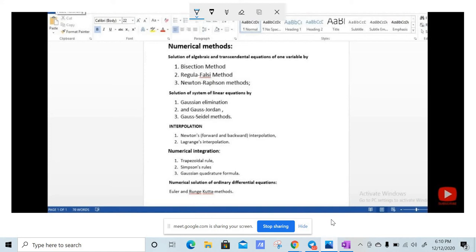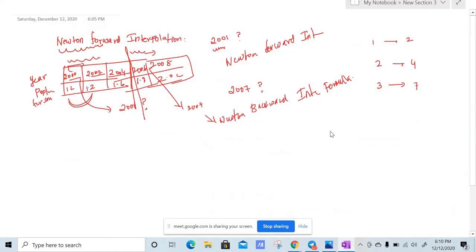Depending upon the unknown value, if it lies in the first part, use forward. If it lies in the second part, use backward. And if the interval width is not same, for example, if you consider 2000, 2005, 2007, 2010, you can see the interval width is not same. Here the width is 5, here the width is 2, here the width is 5. So interval width is not same, so you cannot use Newton forward or backward interpolation formula. If the interval width is not same, you should use Lagrange's interpolation formula, that we will talk later, right?